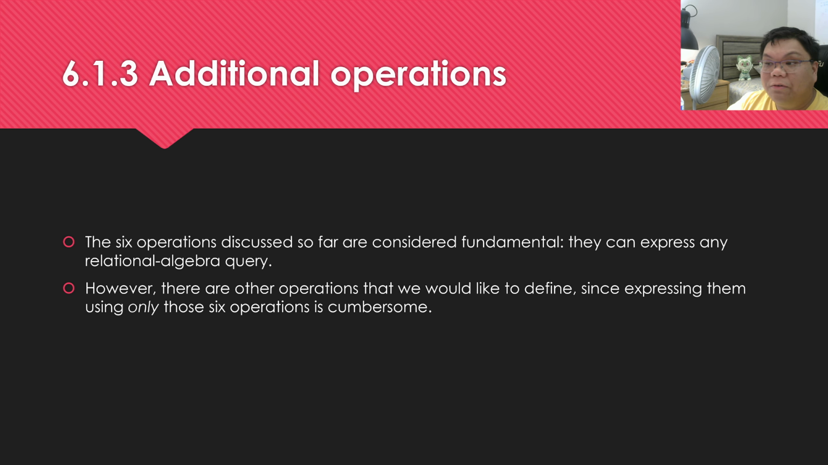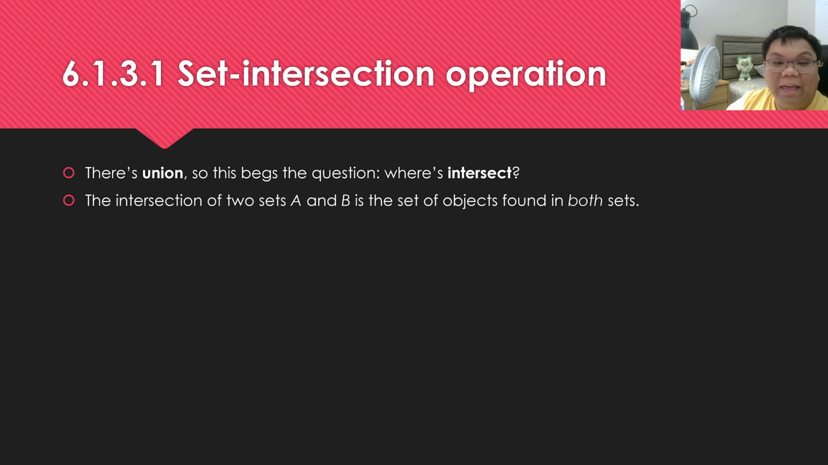Let's talk about a few additional operations that we would like to have that make working with relational algebra a little easier. So, these 6 operations are fundamental. They can express any relational algebra query. But we would like to add a few more operations just for our convenience. Such as, hey, we have the union operation, where's intersect?